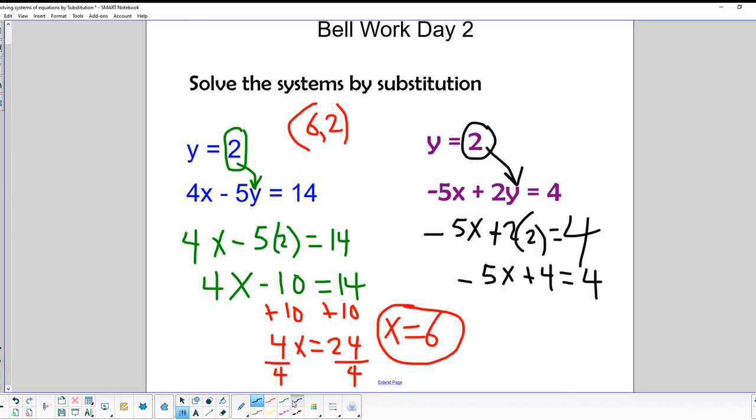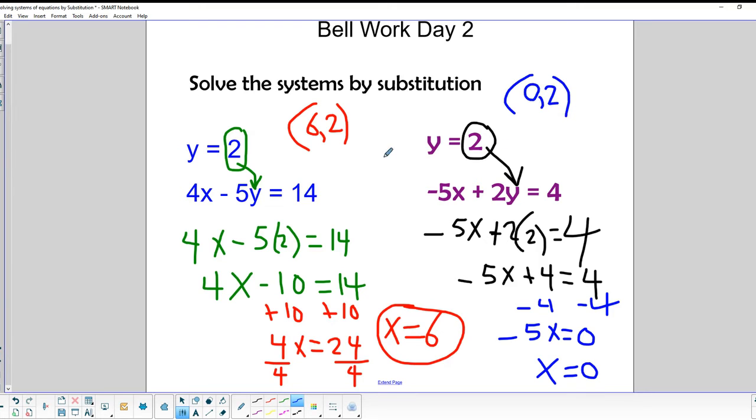And when we subtract 4 from both sides, we end up with negative 5x equals 0. Now, in order for this to work, the x has to be 0, so that negative 5 times 0 would give you 0. So x does, in fact, equal 0 on this one. And we already know what y is up here, so let's write our final solution then, (0, 2). So there's that one.